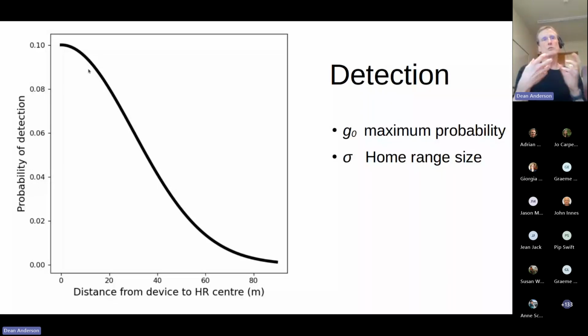So if that device is placed at the home range center of a given rat, it will, in this case, have a probability of detection of 0.1. But as we move that trap away from the home range center, the probability of detection will decrease. And the sigma parameter, which is related to home range size, determines the rate of this decay shown in the line.